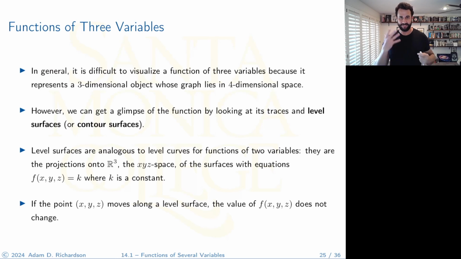Because you might be thinking, how would you even visualize something like this? In general, it is very difficult to visualize a function of three variables because it's representing a three-dimensional object whose graph lies in four-dimensional space. All right, four-dimensional space. We'll talk about this more. So we as human beings cannot visualize four-dimensional space very easily. I think there's maybe a few people on the planet who believe wholeheartedly that they are perfectly able to visualize four-dimensional space. I will admit that I have spent countless hours imagining what this would look like.